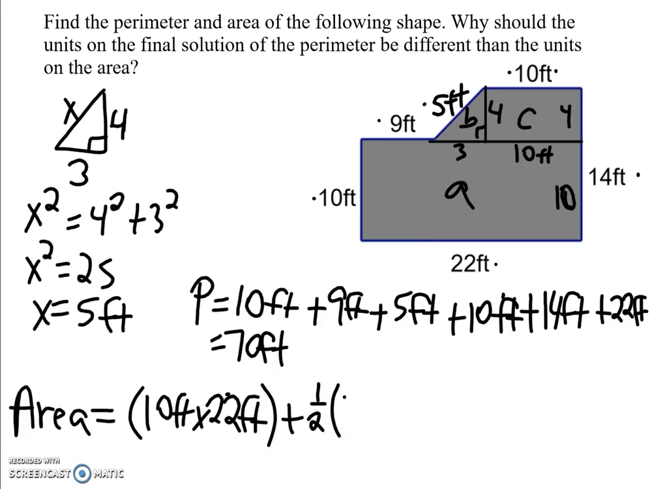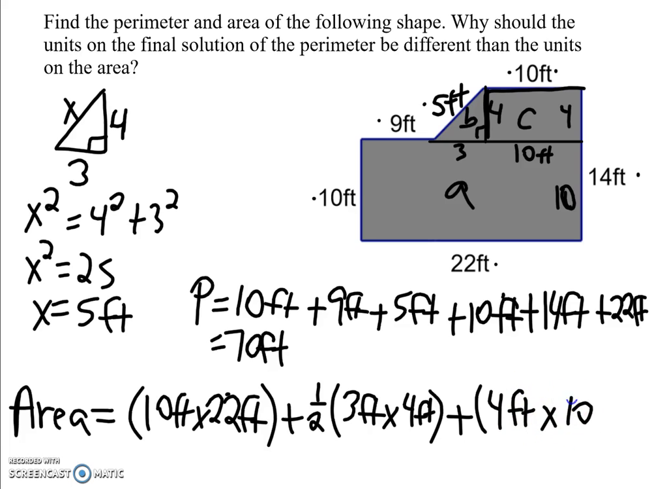The base is the 3 feet, and the height is the 4 feet. And it's the base and height there because that's where the right angle is. That's giving me that height because I need the perpendicular sides. And then that last rectangle in the top corner here, I can see that that's a 4 by 10. So that's 4 feet by 10 feet. So I think about all my multiplication there. I have 220 square feet.